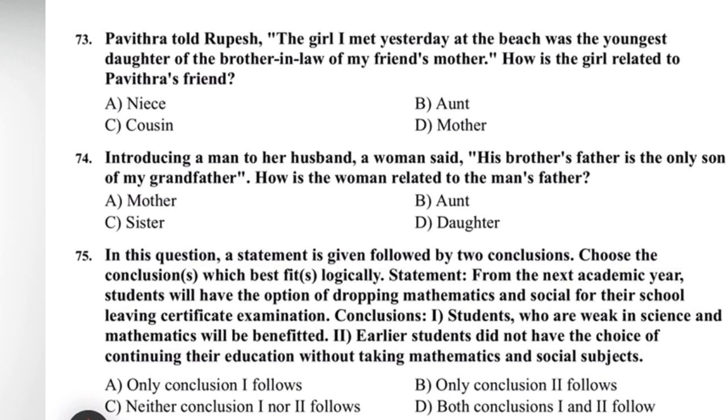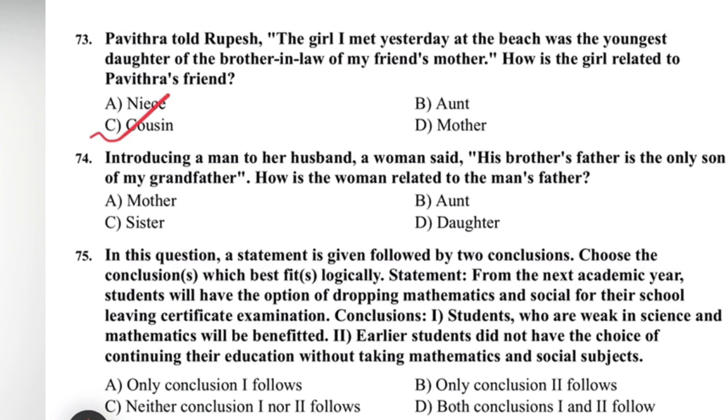Pavitra told Rupesh, the girl I met yesterday at the beach was the youngest daughter of the brother-in-law of my friend's mother. How is the girl related to Pavitra's friend? So have a thorough check with it. It is related to blood relation. Very easy questions. You can find it out in less than 30 seconds. So what's the answer here? Just tell me. Answer is option C, cousin.